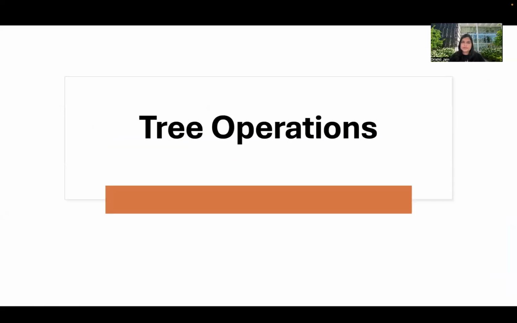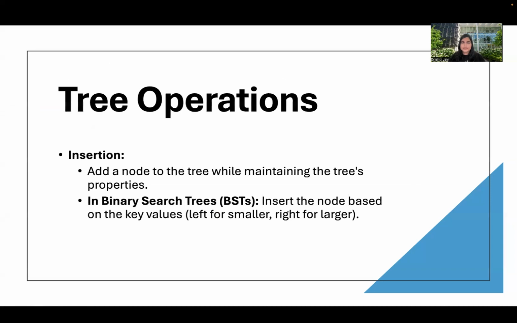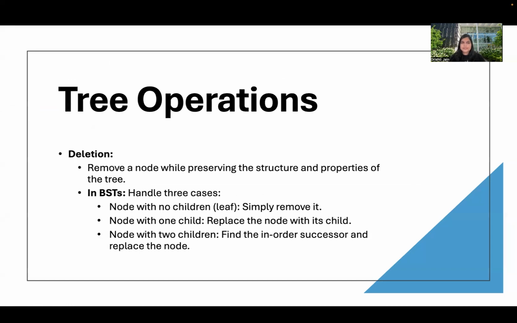Now, let's look at tree operations. The first is insertion. Add a node to the tree while maintaining the tree's properties. In a binary search tree, insert the node based on the key values, which is left for smaller and right for larger. In deletion, you need to remove a node while preserving the structure and properties of the tree.